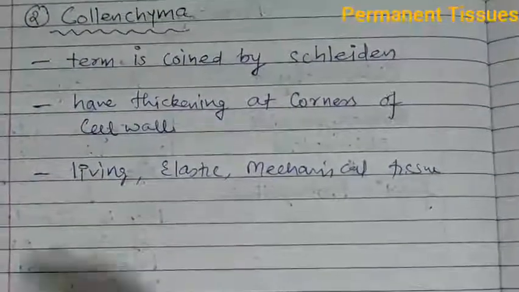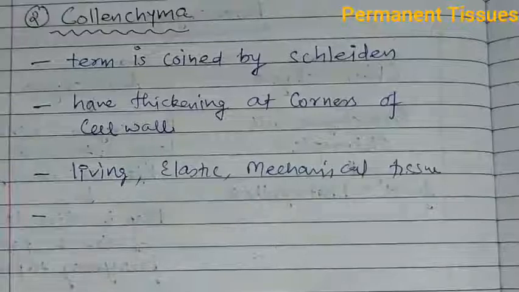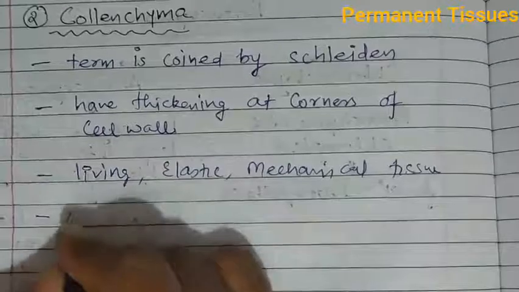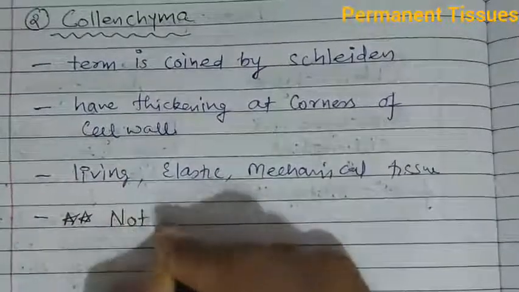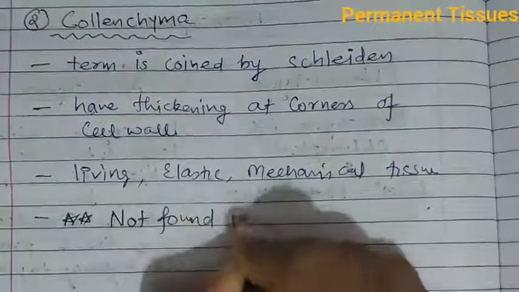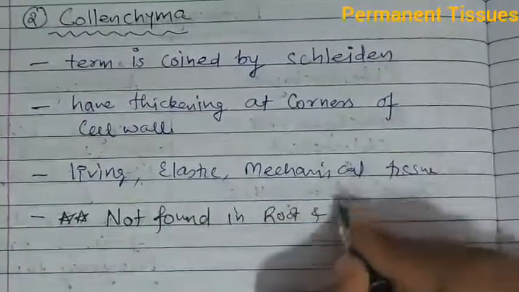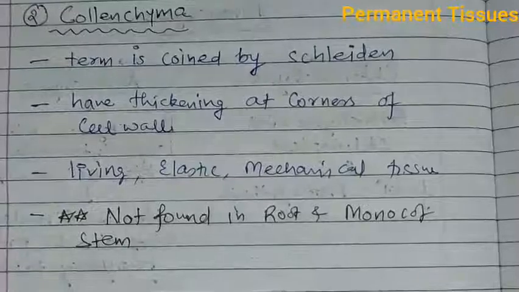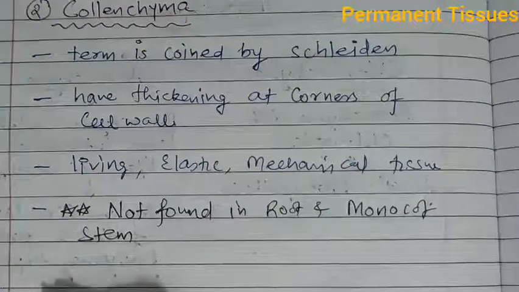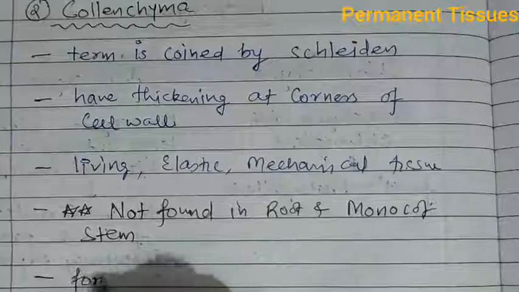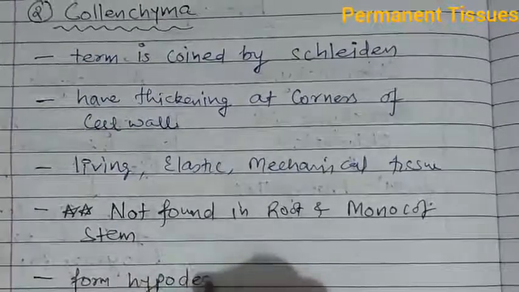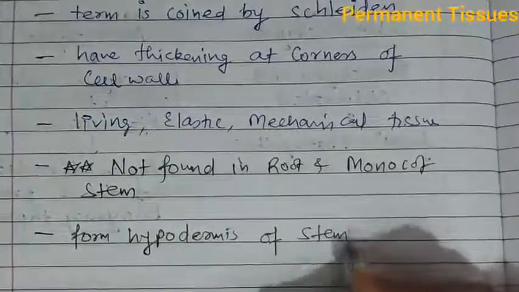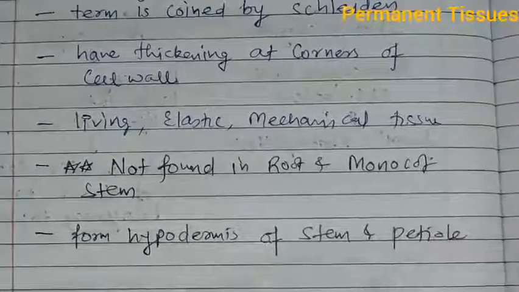Elastic means they provide flexibility. So if they ask which is a flexible tissue, that's the one. They are not found in root and monocot stem. Important statement that you should mark. They are not found in roots and monocot stems. These cells form the hypodermis of the stem, and they are also found in the petiole.